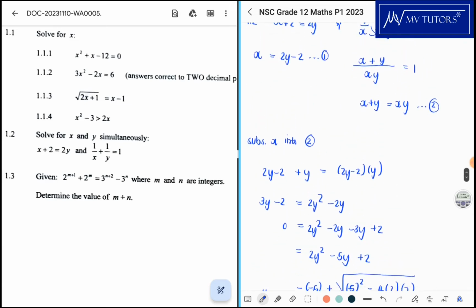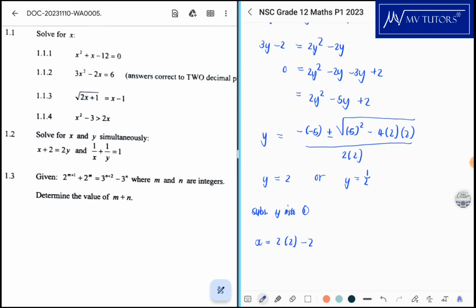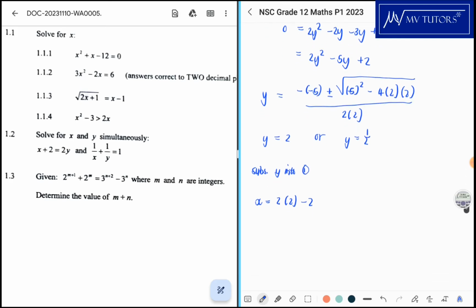And we know equation 1 is 2y minus 2. So x is 2y minus 2. So we first start with y is equal to 2, and we have 4 minus 2, which is 2. So for y equal to 2, x is equal to 2. And again, x is equal to 2y minus 2. So for y is equal to half, we have 2 times a half, which is 1. 1 minus 2 is minus 1. So for y is equal to a half, we have x is equal to negative 1.